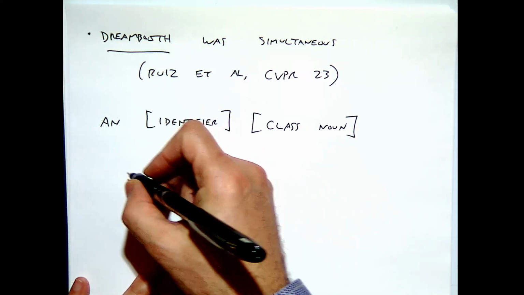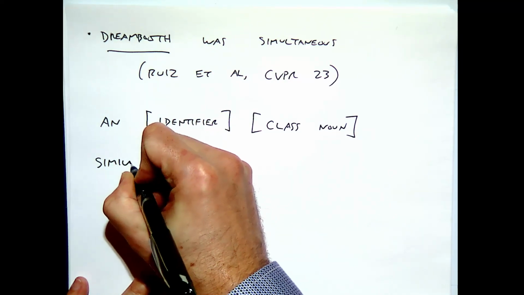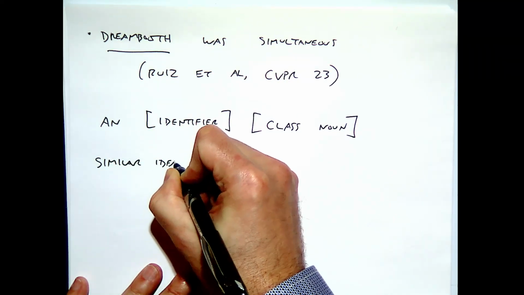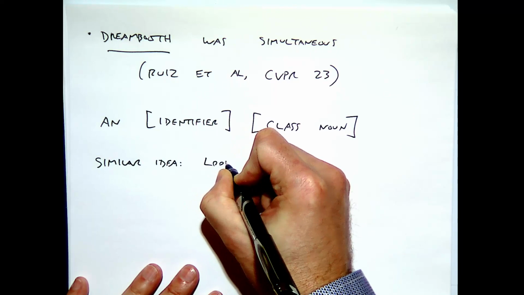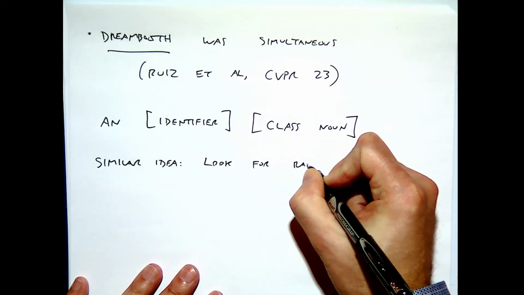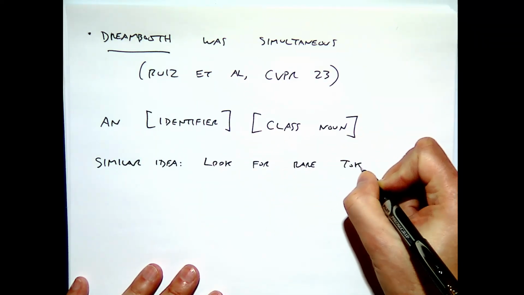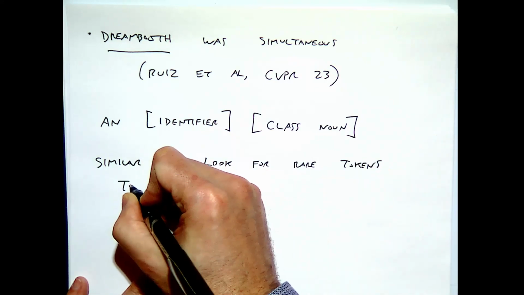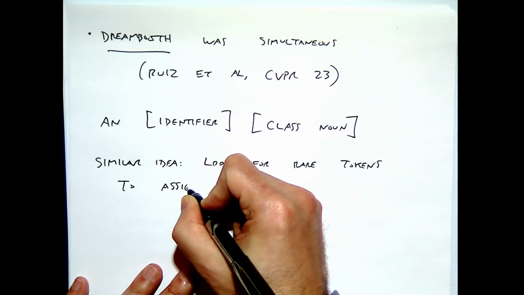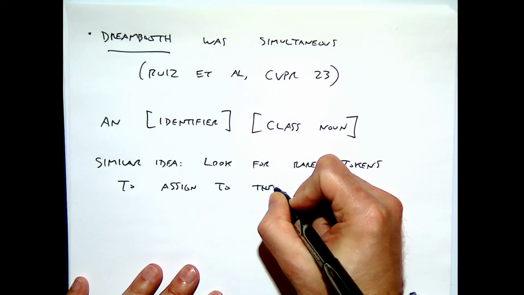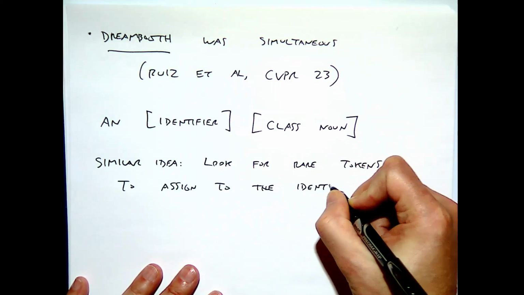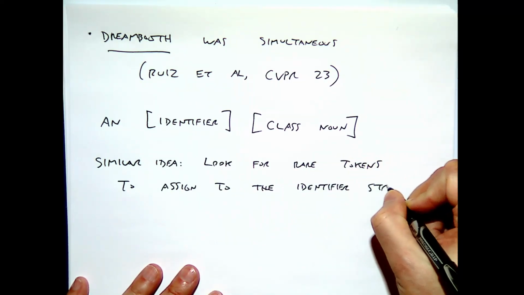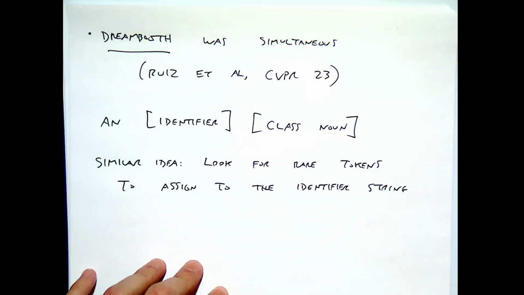And so the idea here was that they looked for rare tokens to assign to the identifier string. So the idea was to use some existing tokens that were never getting leveraged, take one of those, and assign it to the string, right?